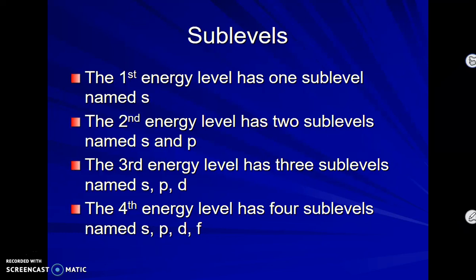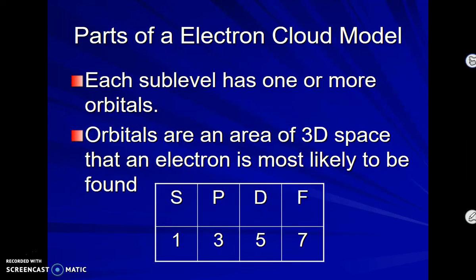The AP exam does not go past, in terms of knowing the sublevel. There is a G sublevel as well, but we don't need to know that for the AP exam. The 5th energy level does have 5 sublevels, though. So we have energy levels, which are subdivided into sublevels, and then sublevels are further subdivided into orbitals. And orbital is sort of an important vocabulary word. The orbital is the area of 3D space where an electron is most likely to be found.